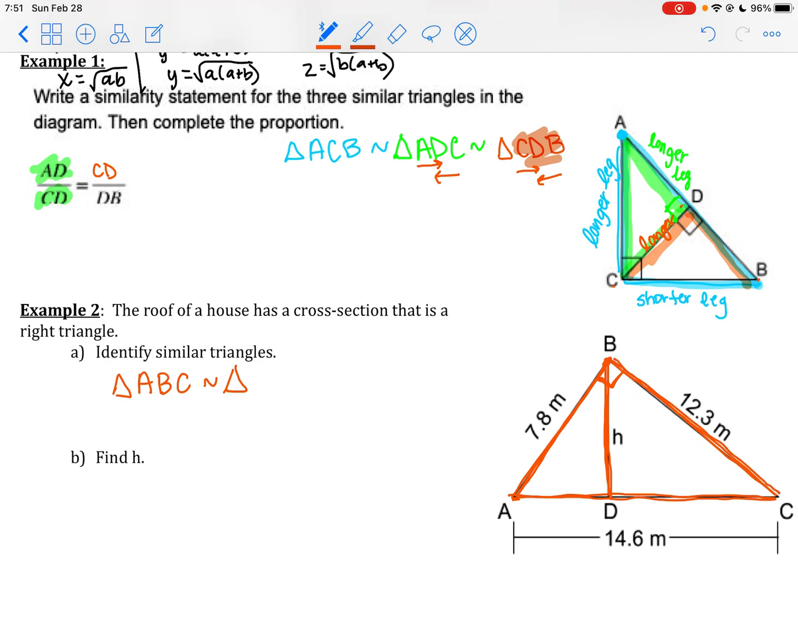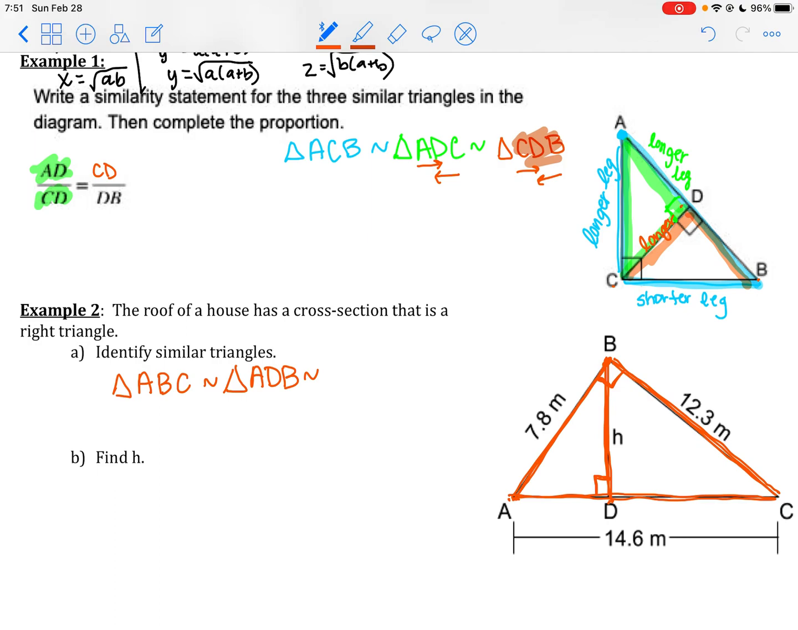So if I look in the next triangle, let's use A, B, and D as our next three letters. I look where the right angle is, and A to D is shorter than B to D. So I'm going to go down the shorter side, A, D, and then up the longer leg to B. A, D, B would be that second triangle.